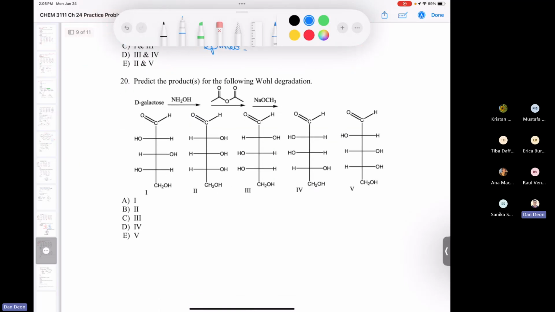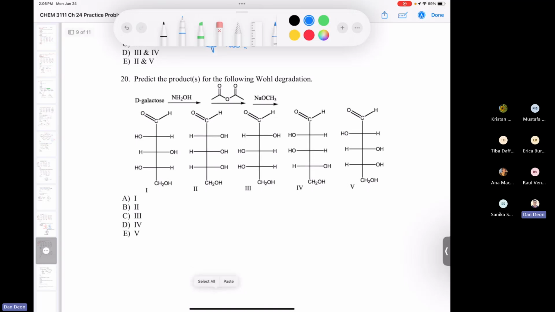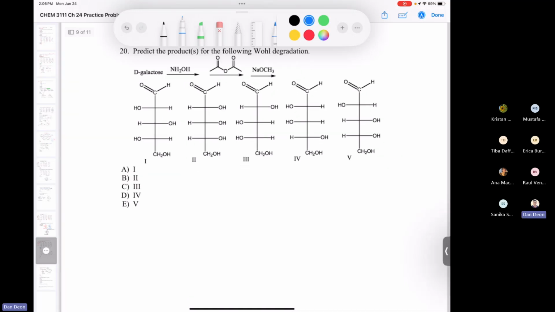Next one is a full degradation. So D-galactose is going to degrade to give us something. If we draw the structure of D-galactose, which looks something like this, so this is D-galactose. 1, 2, 3, 4 chiral centers, like that.